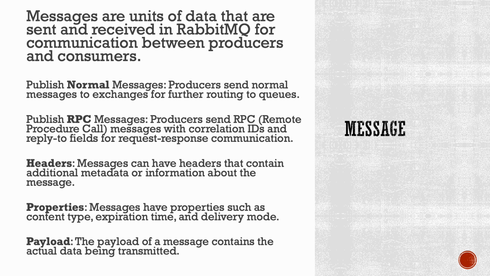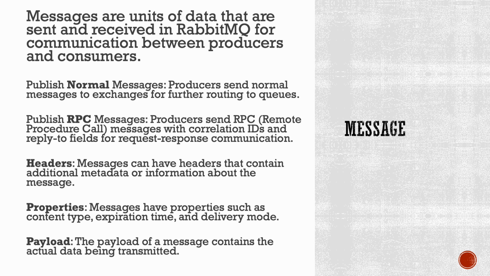Publish normal messages. Producers publish normal messages to exchanges. These messages are then routed to appropriate queues based on the routing rules defined by the exchanges. Publish RPC messages. Producers can also publish RPC, remote procedure call, messages. These messages include additional fields like correlation IDs and reply-to fields to enable request-response communication patterns.